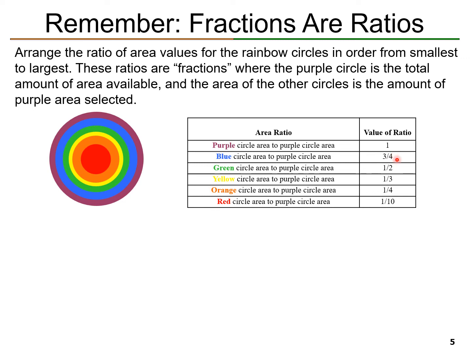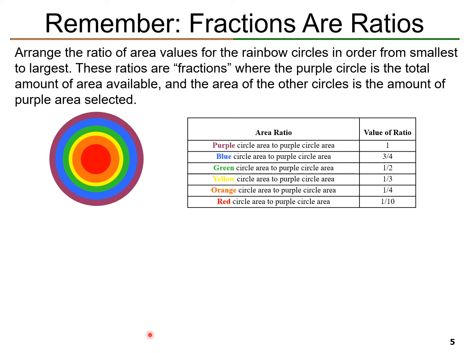These ratios are fractions, where the purple circle represents the total amount of area available, and the area of the other circles is the amount of purple area that is selected, or the amount of the purple area that is covered up by the different colors.